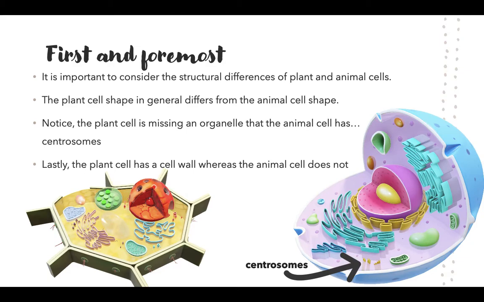If you look at the diagrams below, the plant cell is the green one with a more hexagonal shape, and the animal cell is the cylinder one with a more circular shape. Notice the plant cell is missing an organelle that the animal cell has, the arrows pointing to it, the centrosomes. And lastly, the plant cell has a cell wall, whereas the animal cell does not. The animal cell only has the plasma membrane.